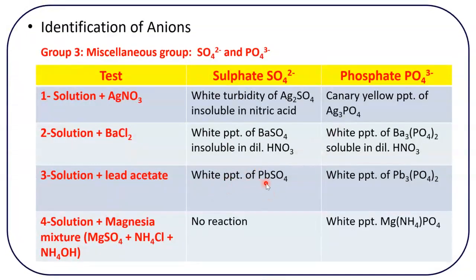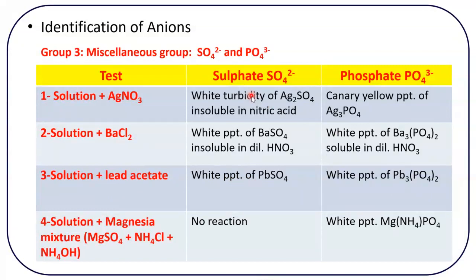In case of sulfate, white precipitate of lead sulfate, and in case of phosphate, you will see white precipitate of lead phosphate. For example, maybe I can ask you in the quizzes, or at any time, how you can differentiate between phosphate and sulfate. So you have to choose a certain reagent which gives you different observations.